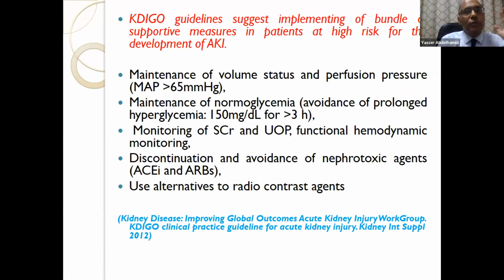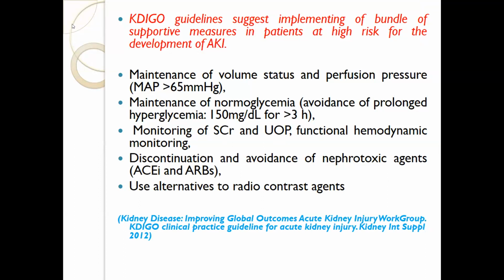If you look at these components, you can find that they constitute most of the actions we take regularly for patients admitted to ICU: maintenance of volume status, mean arterial blood pressure 65, normoglycemia, serum creatinine and urine output monitoring, hemodynamic monitoring, discontinuation of nephrotoxic drugs, of course, such as ARBs. Also, this carries the important dilemma of alternatives to radio contrast agents. This is the care bundle, in addition to care by a specific nephrology team, not simply the ICU team.